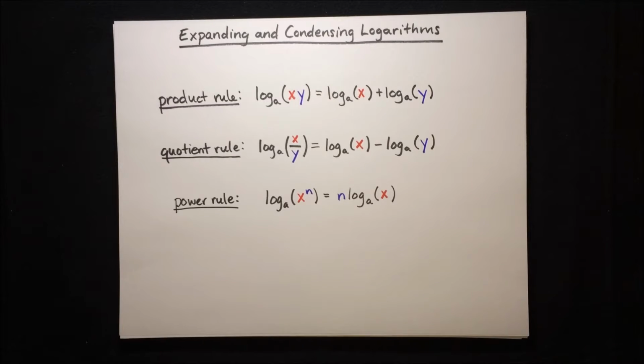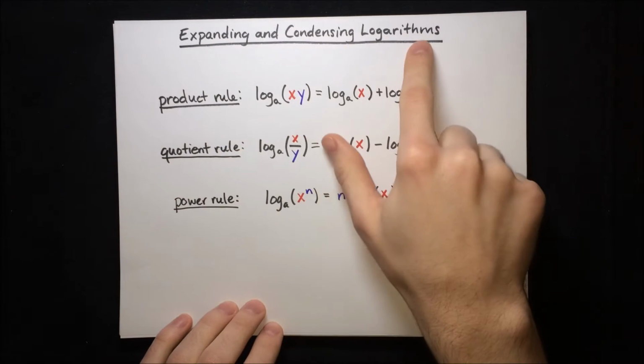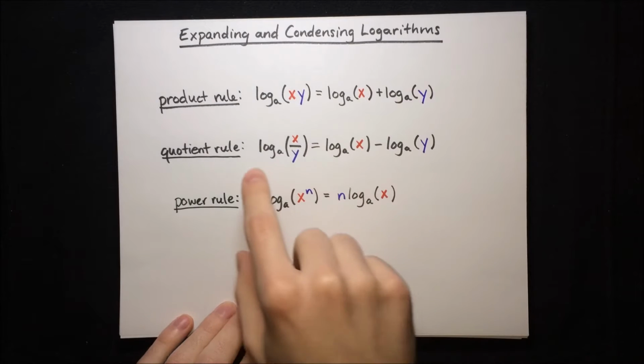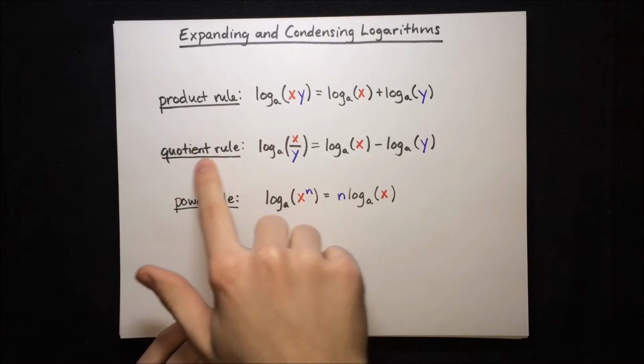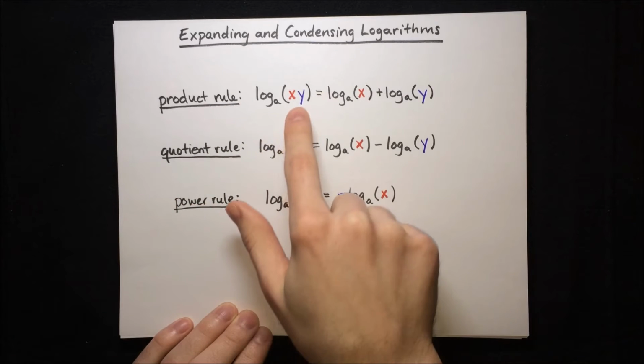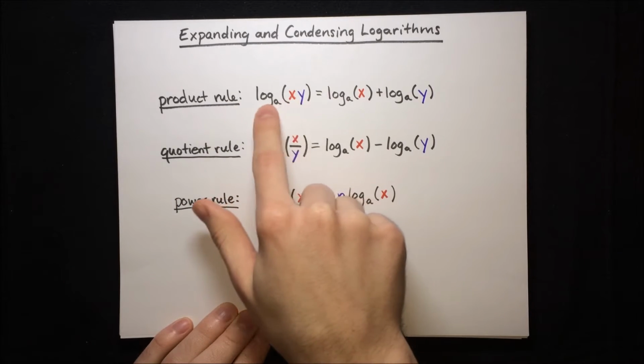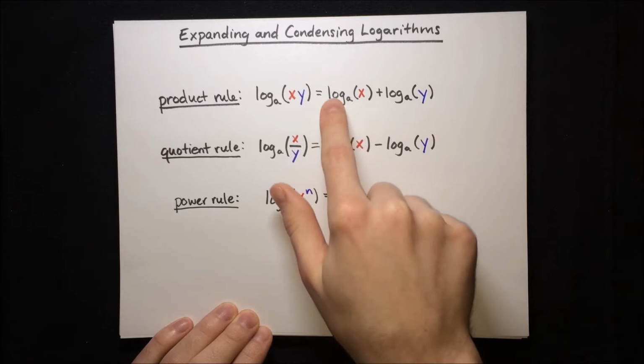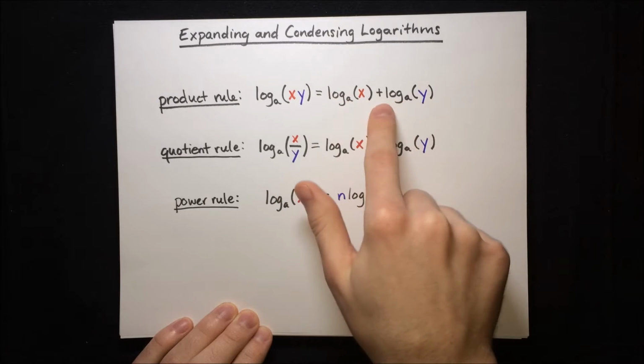In this video, I'm going to show you how to expand and condense logarithms. To do this, we're going to need to make use of the product rule, the quotient rule, and the power rule. The product rule just says that if we have a product of terms inside of a logarithm, we can split it into the sum of logarithms of those terms.